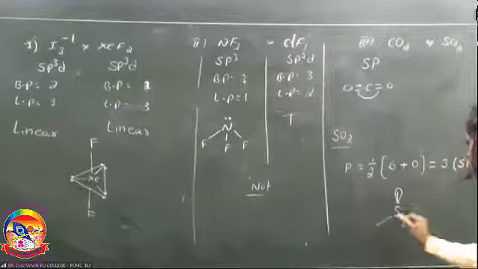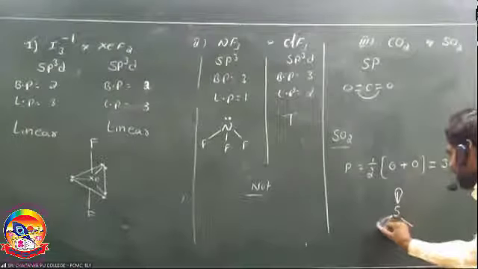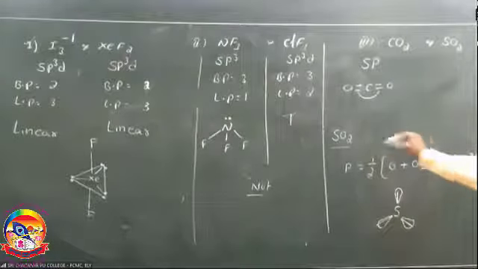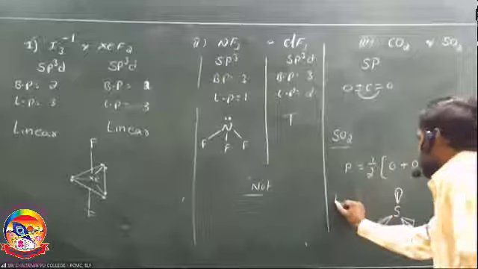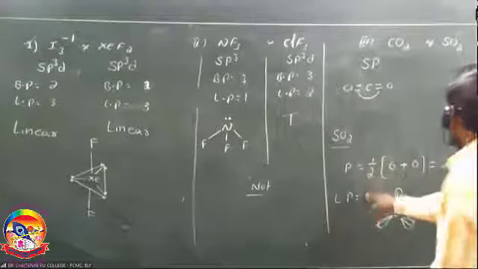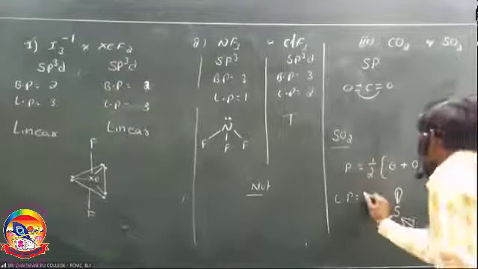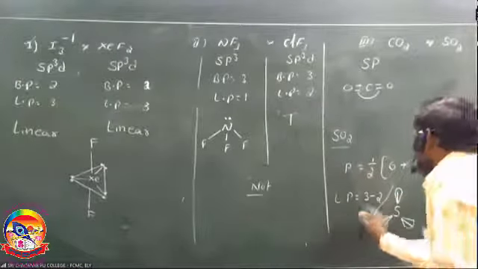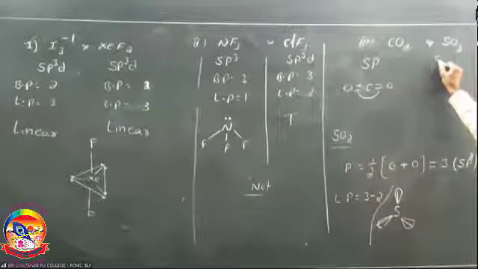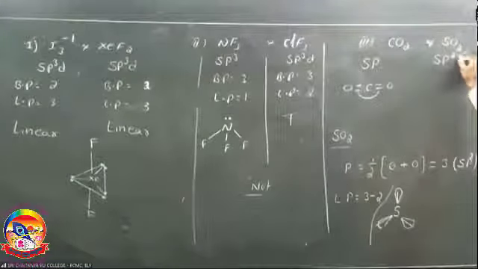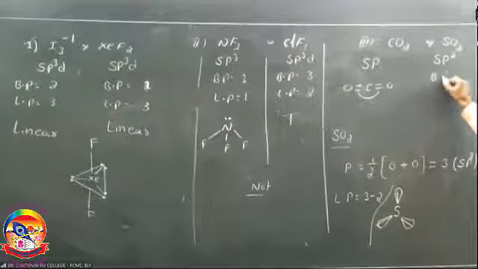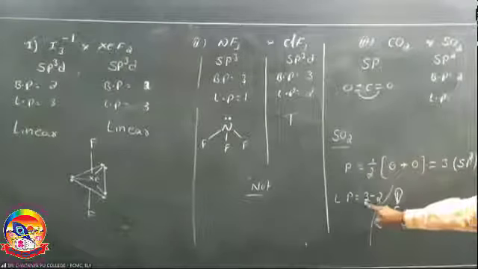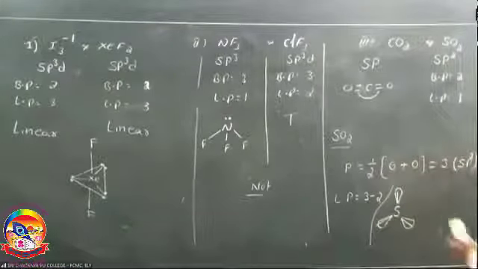Trigonal planar. It is the first hybrid orbital, the second hybrid orbital, and the third hybrid orbital. Okay. Next, calculate the number of lone pairs. Number of lone pairs equals P minus bonded atoms. P value is 3, number of bonded atoms is 2. So number of lone pairs equals 1. So in sulfur dioxide, the hybridization is sp2, number of bond pairs 2, and number of lone pairs 3 minus 2, which is 1.